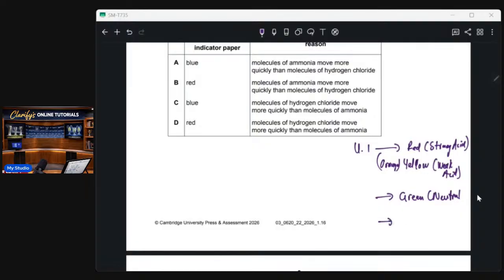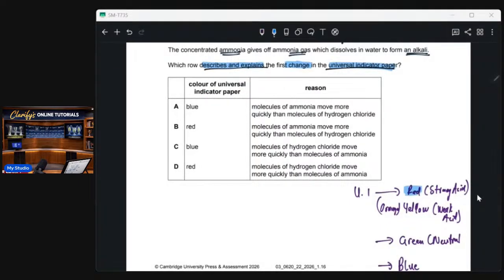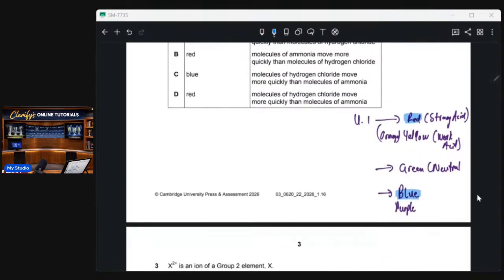Then it is going to become blue for weak base and purple for strong base. Anyway, red is always for danger, for acid, and blue is for bases. It's always like that. Litmus papers will always be red for an acid as well. If you bring a red litmus paper and dip it in an acid, it will stay red. If you bring a blue one and dip it in an acid, it will go red, because acid makes everything red and the bases are blue.